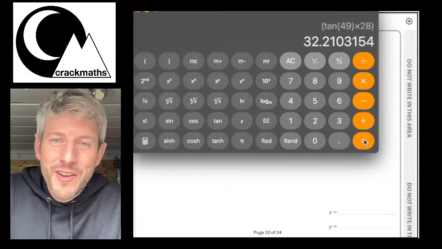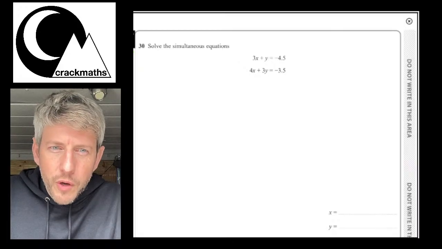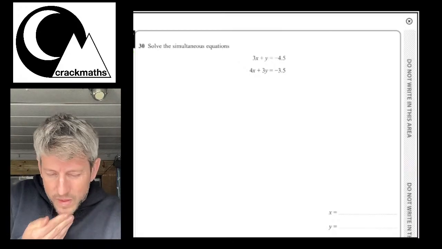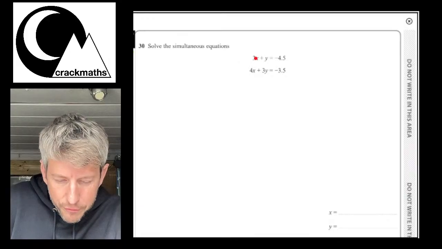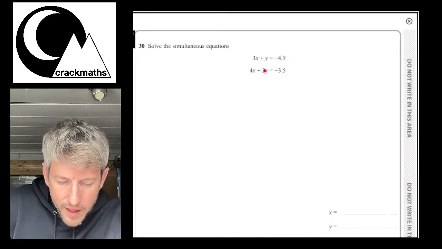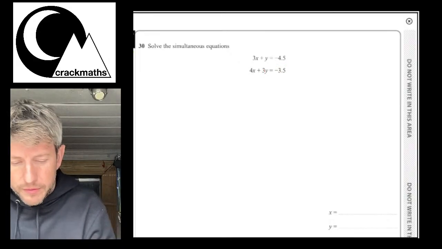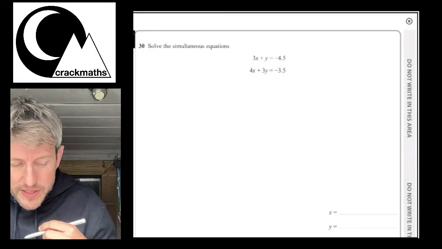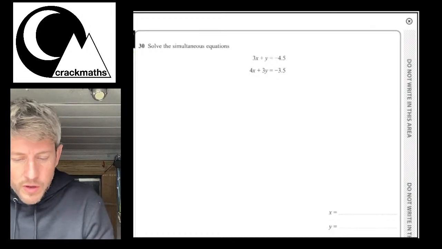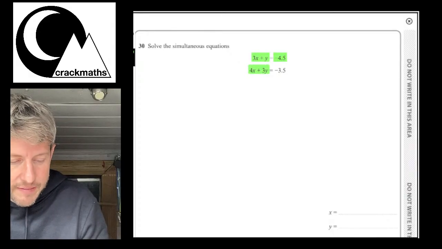Right, okay, let's do this one quickly. So here we go. We've got simultaneous equations here. So essentially what we've got is 3x plus y equals minus 4.5, and 4x plus 3y equals negative 3.5. What I need to do is take one of the... So with an equation, this bit here equals this bit here. This bit here equals this bit here.